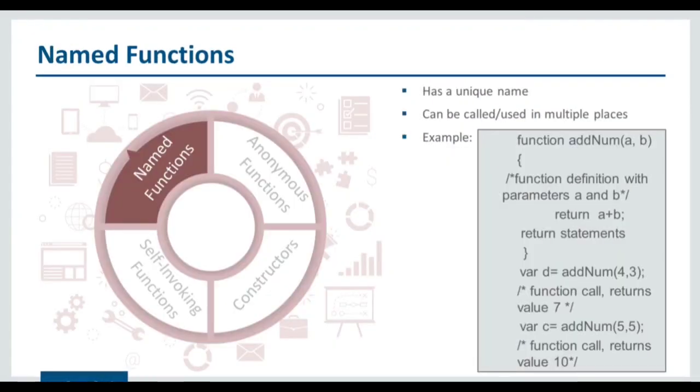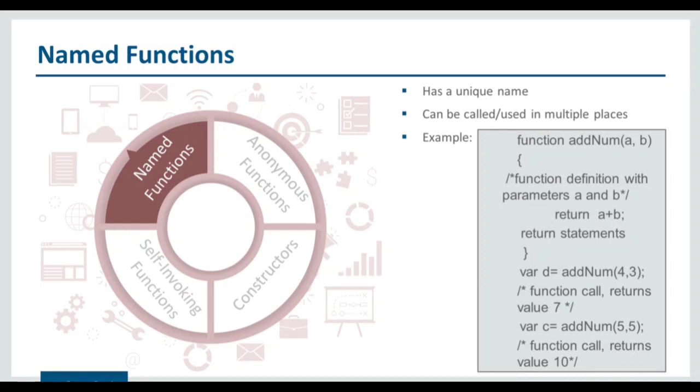First are your named functions. A function should always have a unique name. So if there are 2, 4, 5 named functions, they should all have unique names. Once you define a named function, you can call it at multiple places. You can call it n times, 10 times, any number of times. There is no restriction over it. So let's see how a named function is defined.